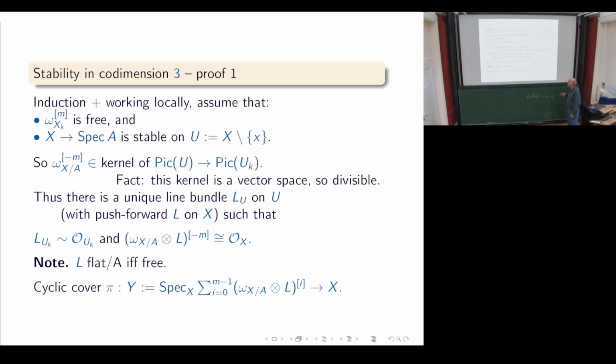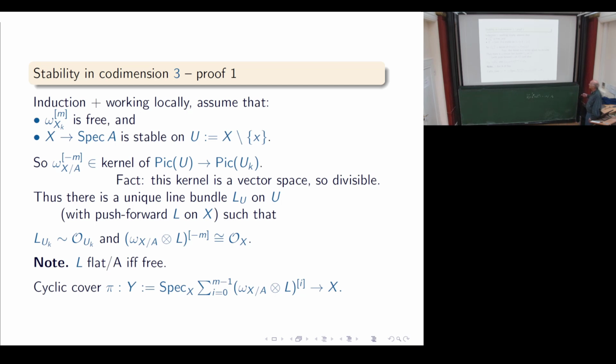Now, L is flat over A if and only if it is free. So that's how I will get that it's free. I hope to prove that it's flat. Now I take my cyclic cover.